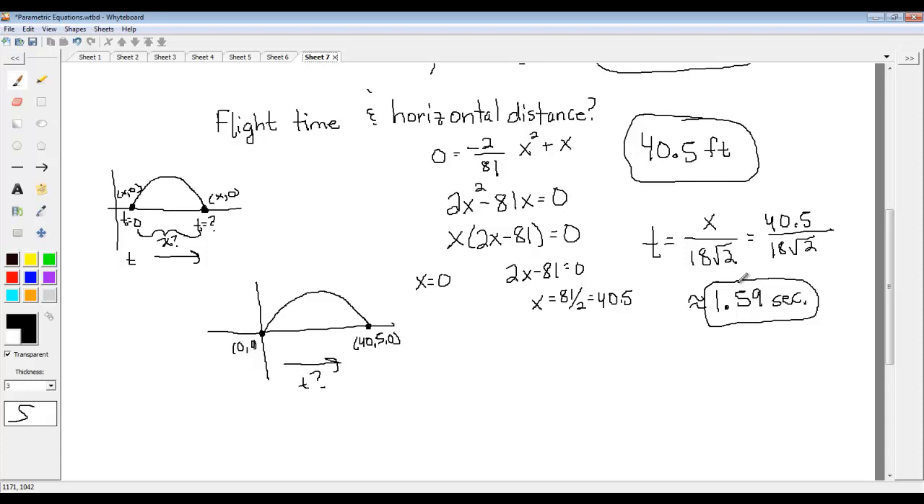But there you go. So now you could, if you wanted to, go back and figure out the vertical distance, figure out where it peaked. You can get all kinds of information from this parabola. Not just x and y, but also time t. So that's where parametric equations are so great. If you end up taking any kind of physics classes, you're going to be using this stuff quite a bit.